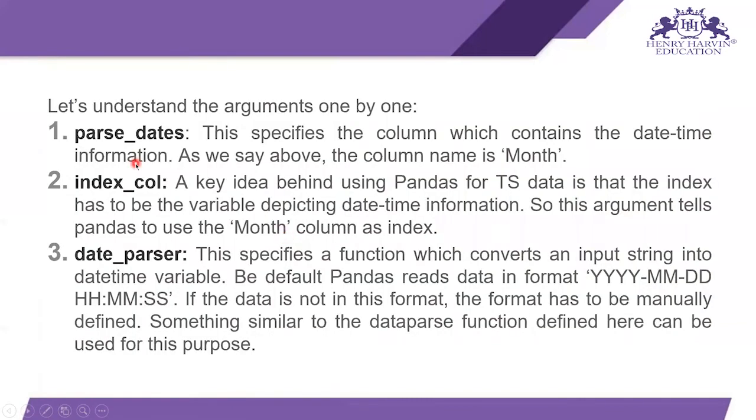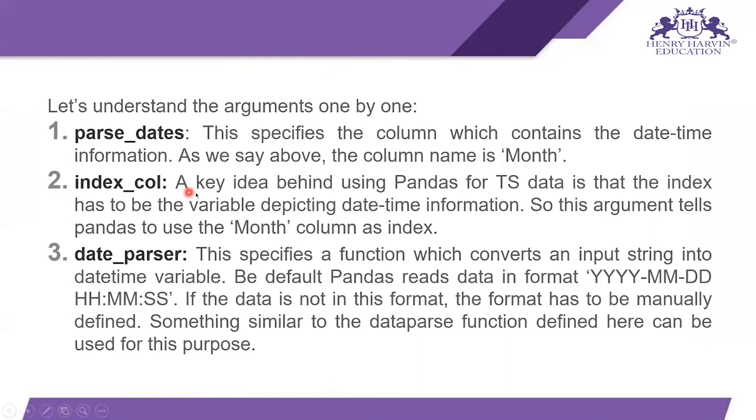Next, let's understand the arguments one by one. parse_dates specifies the column which contains the date time information. As we saw above, the column name is Month. So basically this parse_dates specifies the column name which contains the date and time information.